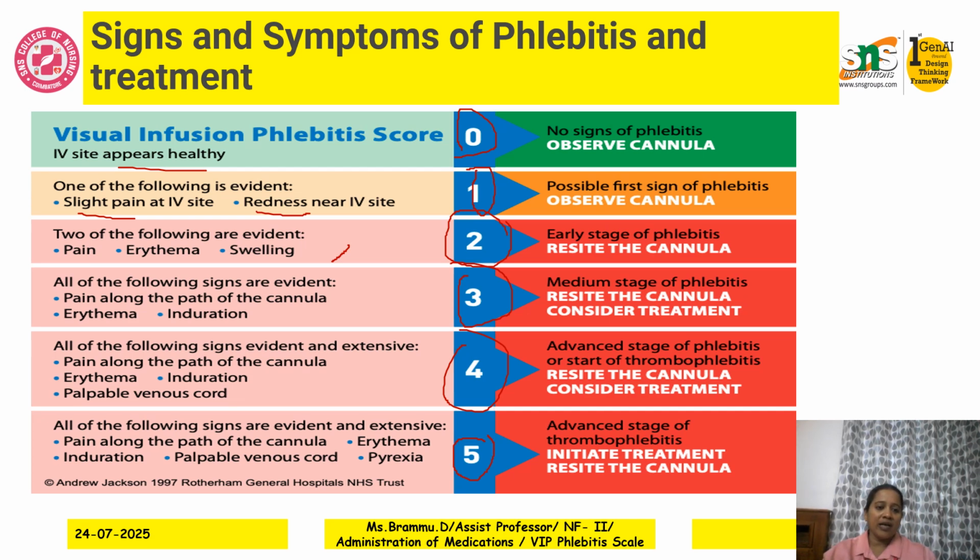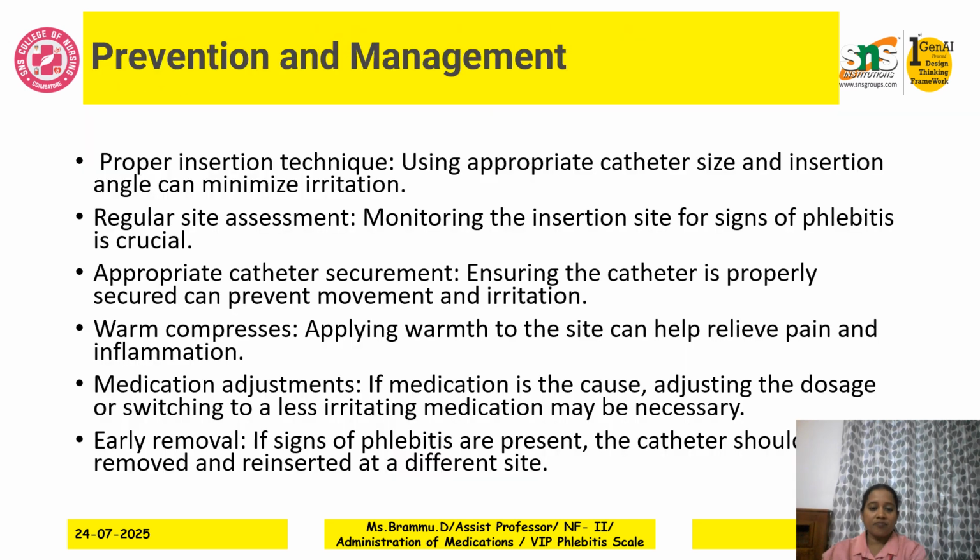Here the patient is going to have pain, erythema, induration and a palpable venous cord. This is the additional point, where you can feel that the vein has changed into something like a tendon. So we call it a palpable venous cord. And the last stage is the advanced stage of phlebitis. Here we have to immediately initiate the treatment and resite the cannula. There is pain along the path of the cannula, erythema, induration and a palpable venous cord, and some patients of course have fever, pyrexia.